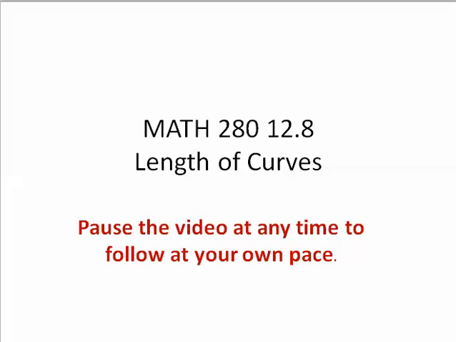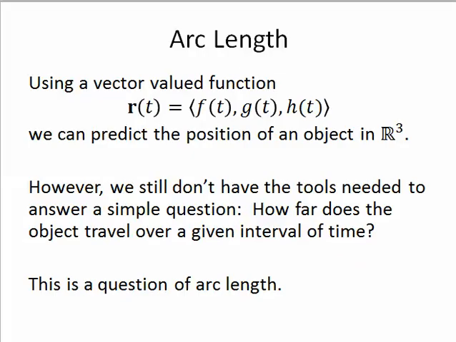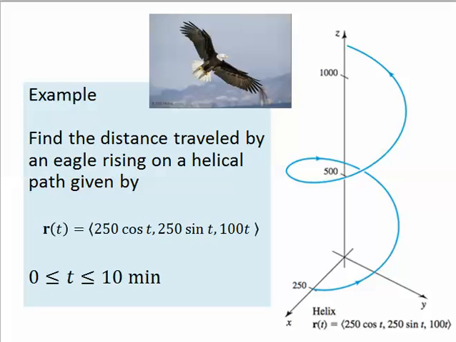12.8 Length of curves. Using a vector-valued function, we can predict the position of an object. What if we wanted to know how far an object travels over a given interval of time? For example, suppose we would like to find the flight distance of this eagle for the first 10 minutes of flight.